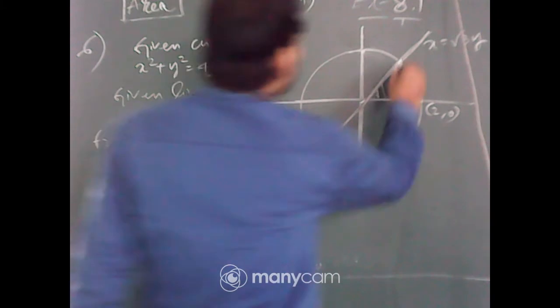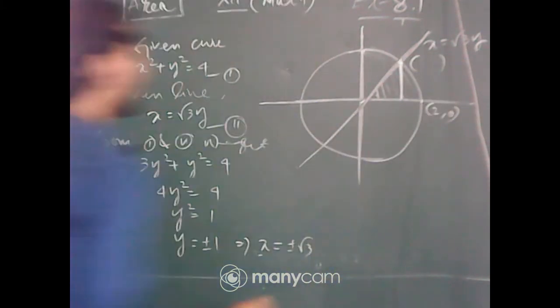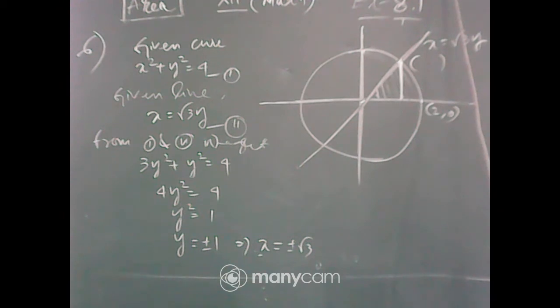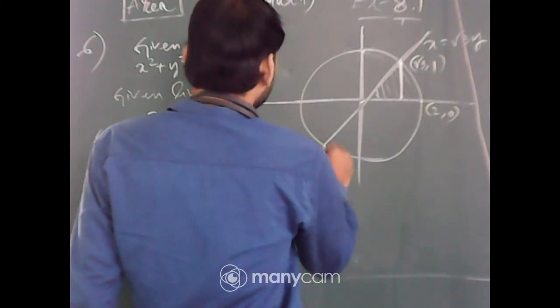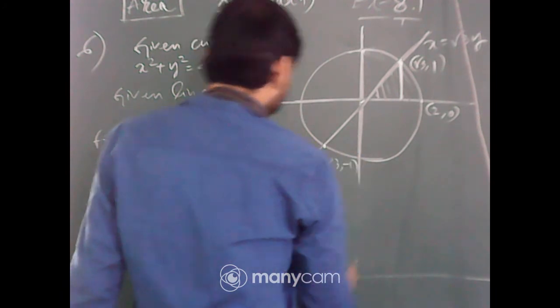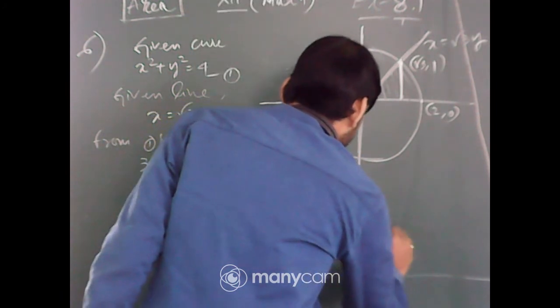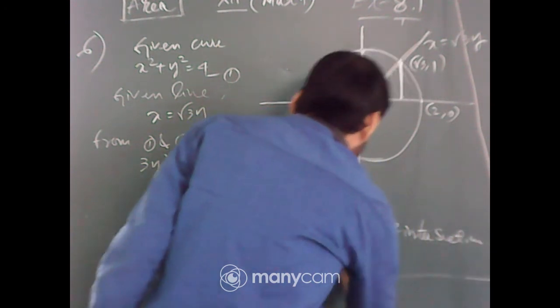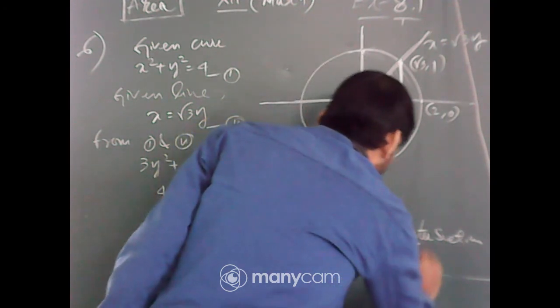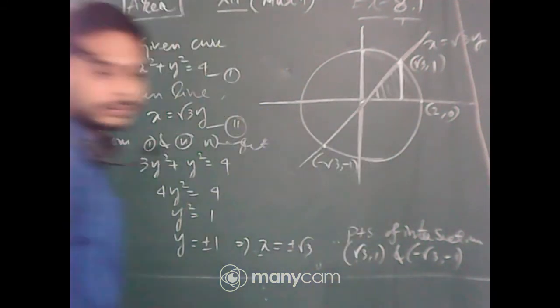This point lies in the first quadrant, so its coordinates will be (root 3, 1), and this other point is (minus root 3, minus 1). Therefore, the points of intersection are (root 3, 1) and (minus root 3, minus 1). But here we are interested in only this point, isn't it?